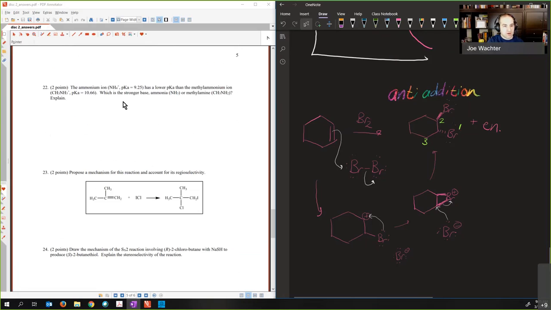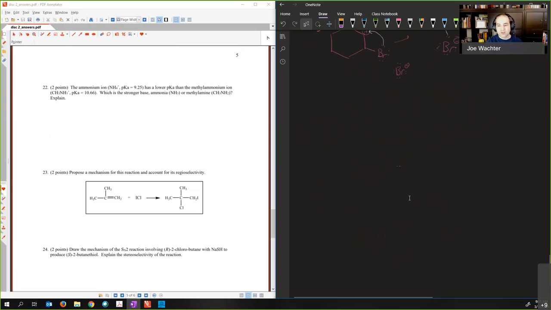The ammonium ion has a lower pKa than the methyl ammonium ion. So we've got ammonium at 9.25, methyl ammonium at 10.66. Which is the stronger base, ammonia or methyl amine? Explain. All right, so when we're looking at these types of questions, stronger acid, stronger base, we have to make sure that we are answering the correct question, right? This is something that I've talked to several of you about at different times: you've got the right logic, but you end up making the wrong conclusion because you're thinking about the acids instead of the bases. So let's take a look at what we're dealing with here.